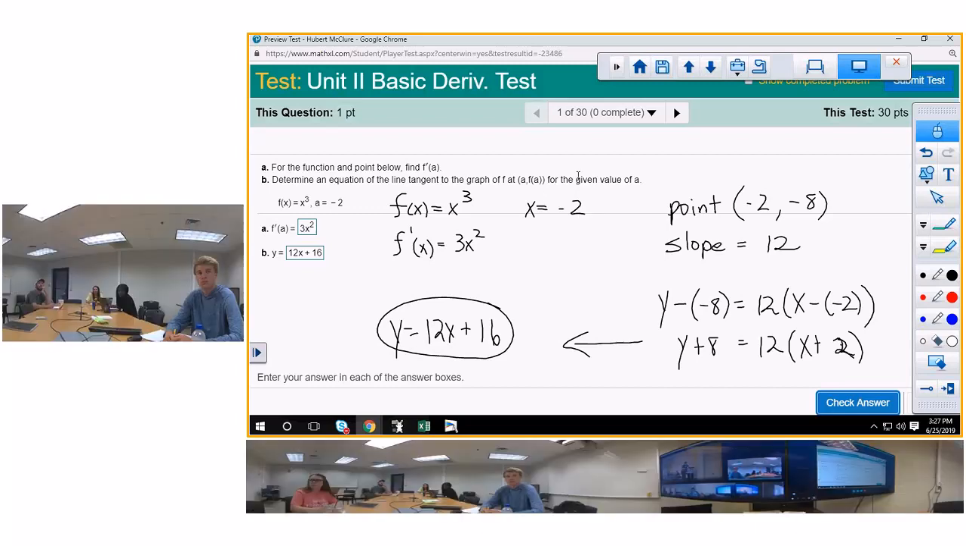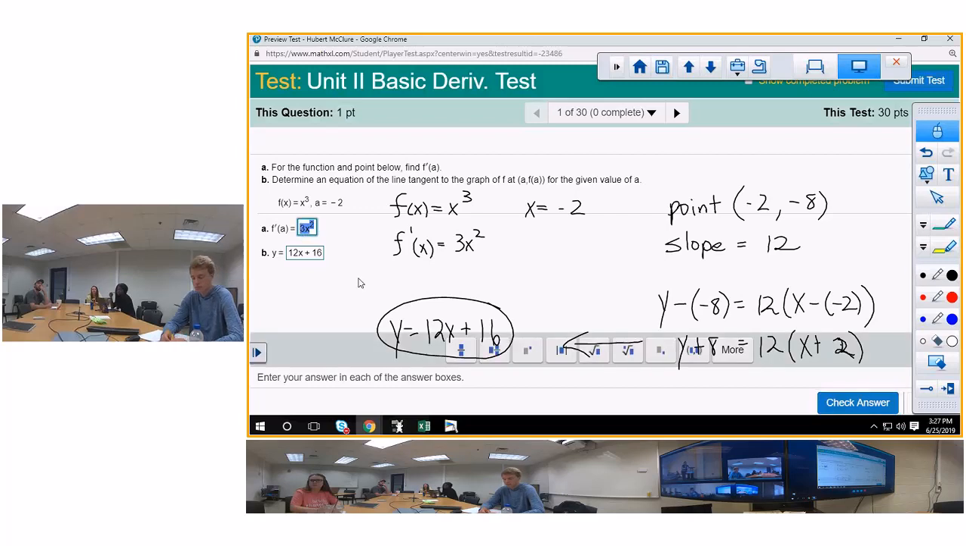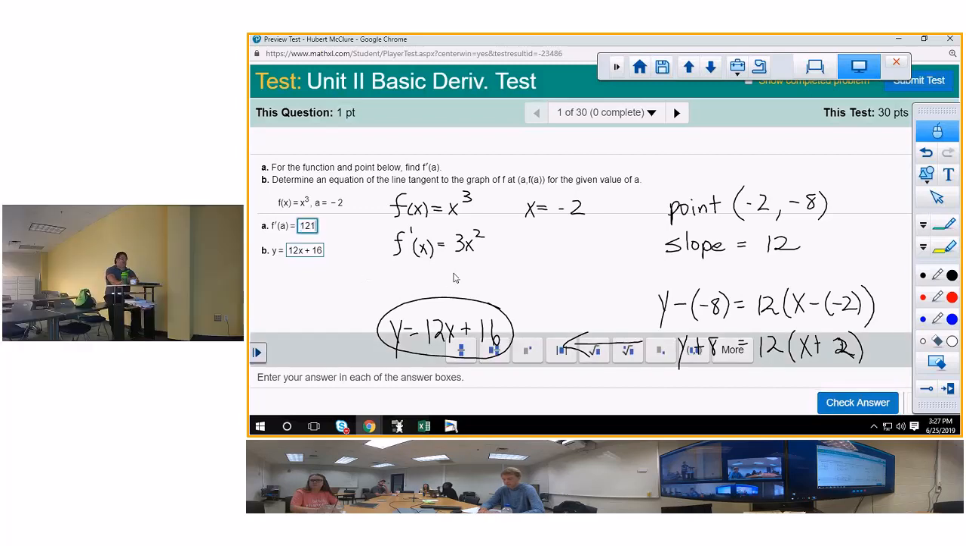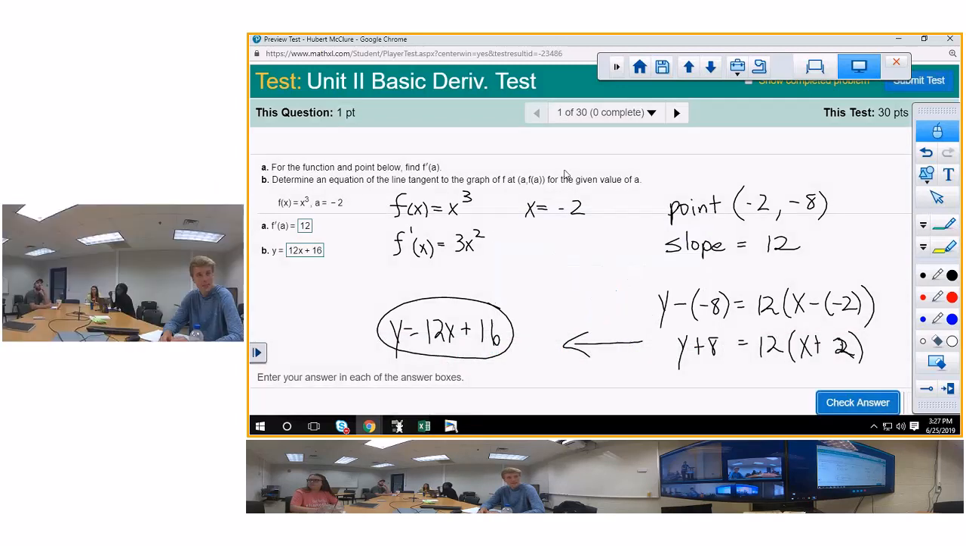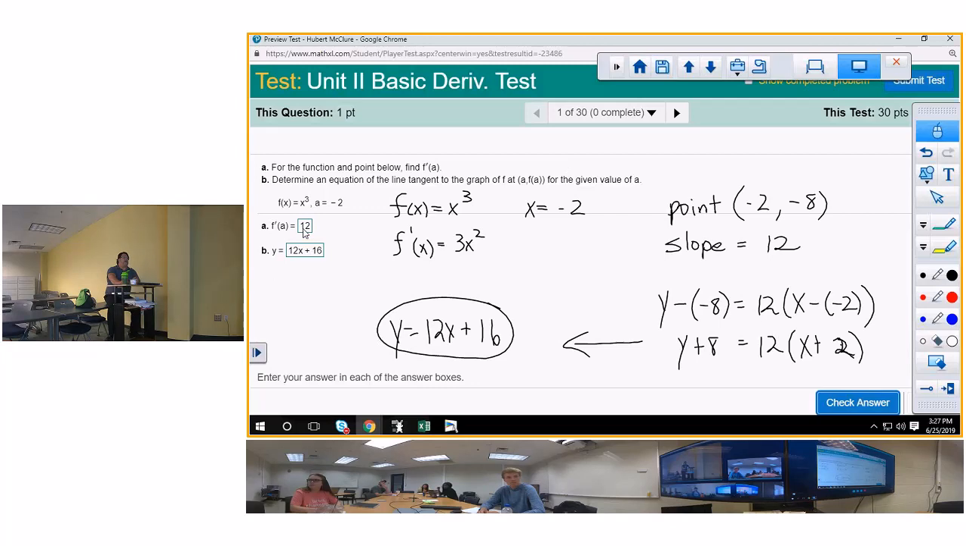Yeah, you didn't put what f prime of a actually was. Like, x is -2, so essentially the slope should be 12. Oh, they want 12 right here? Okay, whatever. So make sure you put the slope there. I thought that was f prime of x. I'm sorry. So we got the answer, we just didn't know where to put it. Next question.